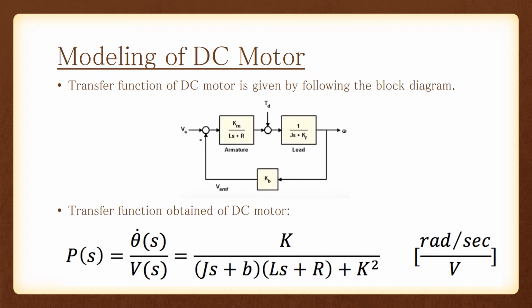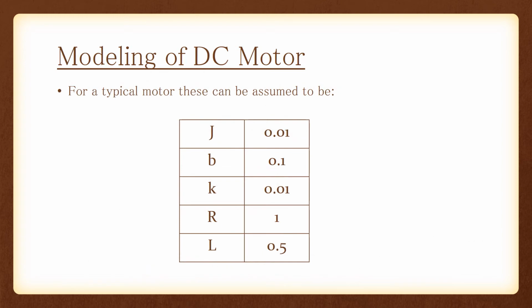The block diagram for transfer function of DC motor and the equations of transfer function for DC motor. For a typical motor, this can be assumed to be J equal 0.01, B equal 0.1, K equal 0.01, R equal 1, L equal 0.5.